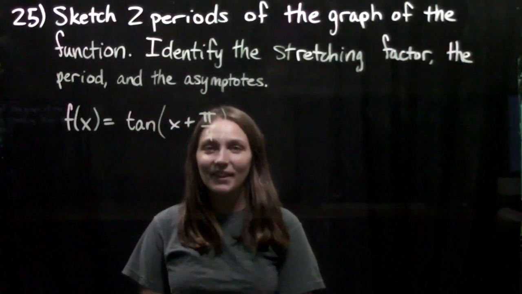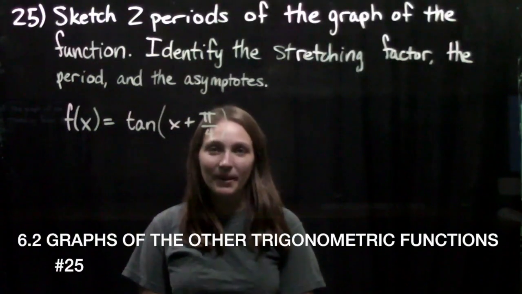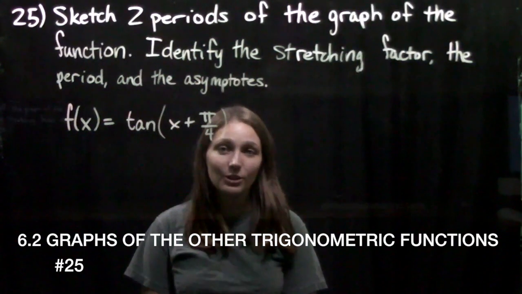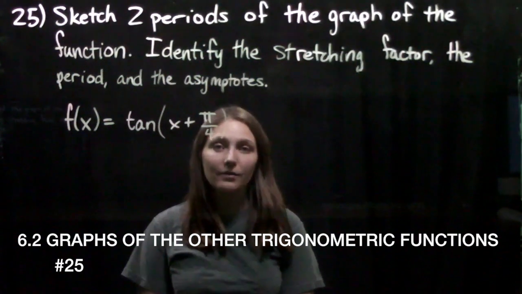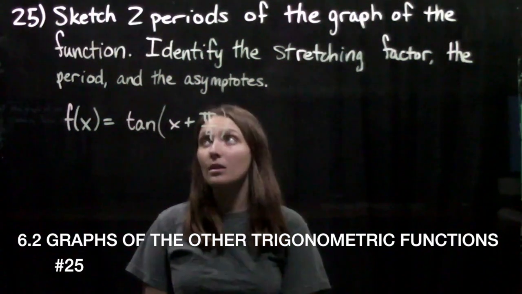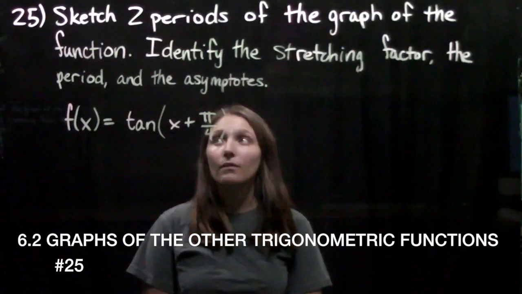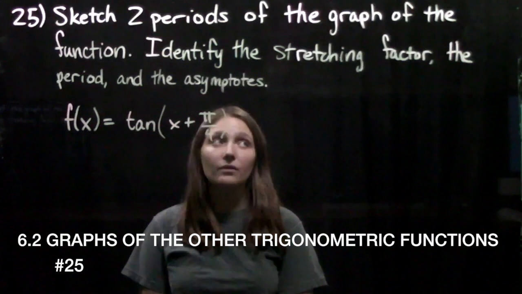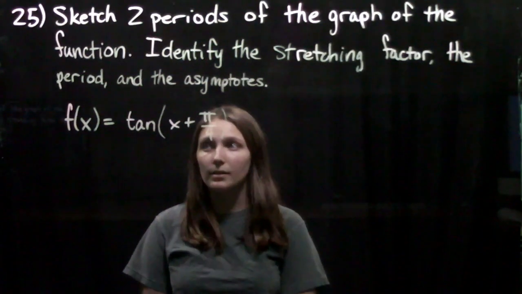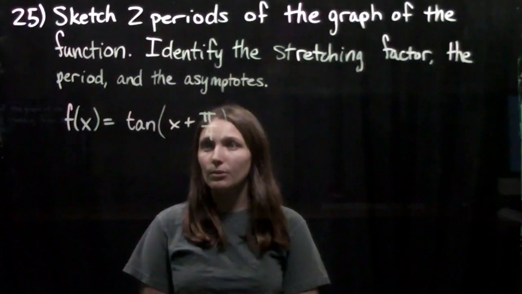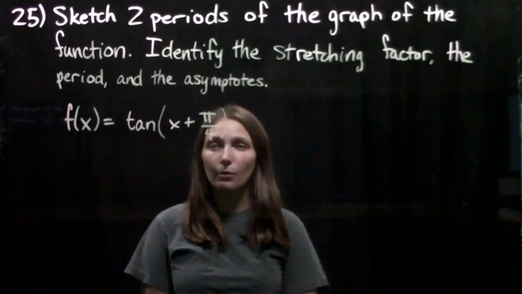Hey guys, in this video we're in chapter 6 on periodic functions, and we're in section 2 going over the graphs of other trigonometric functions. So we're working through problem 25, which says sketch two periods of the graph of the function. Identify the stretching factor, the period, and the asymptotes. And we're given f of x equals tangent of x plus pi over 4.